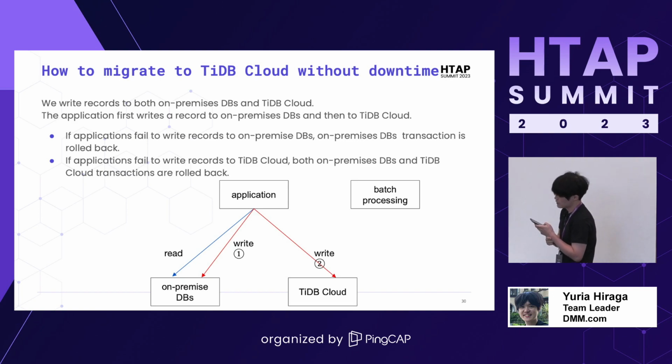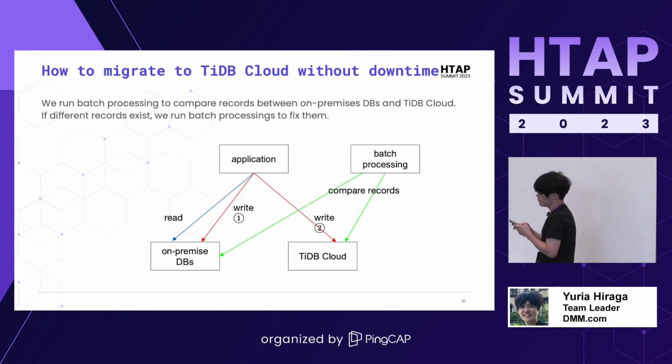The application first writes a record to on-premises databases and then to TiDB Cloud. If it is a transaction, if an application fails to write records to on-premises databases, the transaction is rolled back. If an application fails to write records to TiDB Cloud, both transactions, on-premises databases and TiDB Cloud, are rolled back. And then we run batch processing to compare records between on-premises databases and TiDB Cloud.